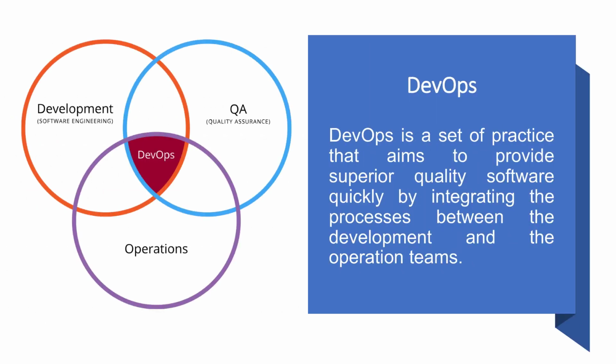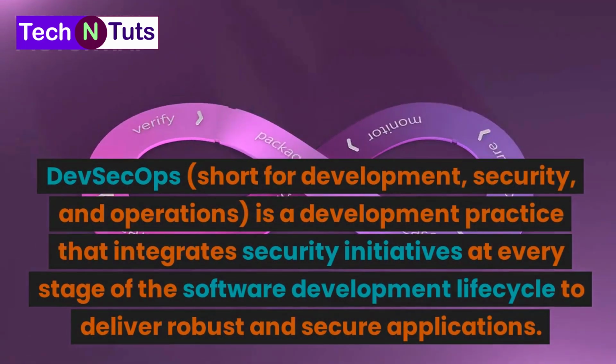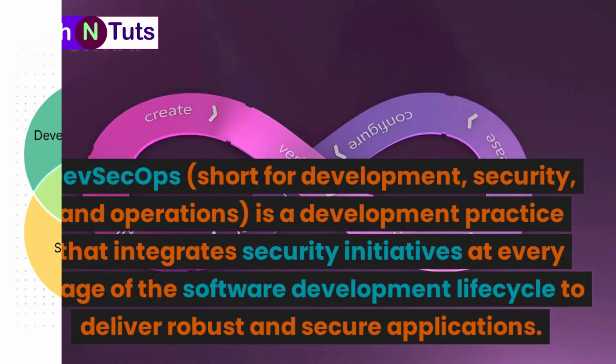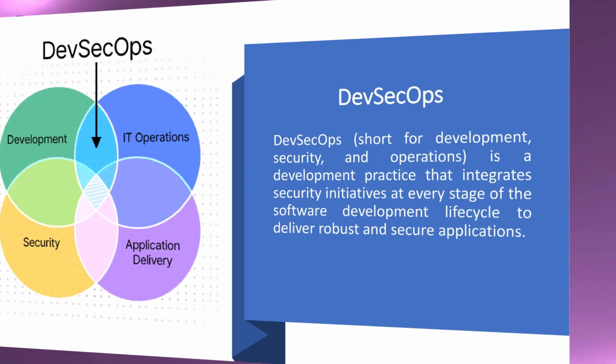DevOps is a set of practices that aims to provide superior quality software quickly by integrating the processes between the development and the operation teams. DevSecOps, short for Development, Security, and Operations, is a development practice that integrates security initiatives at every stage of the software development lifecycle to deliver robust and secure applications.